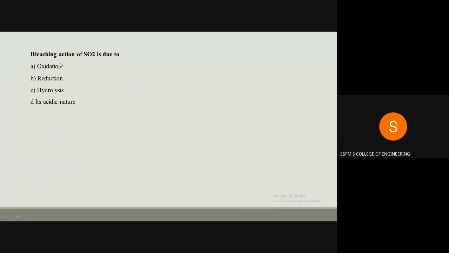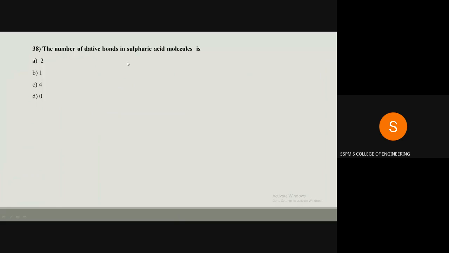This question is about the bleaching agent, bleaching action. Bleaching action is of sulfur dioxide. The question we saw earlier on bleaching action was about sulfur dioxide. Then about H2SO4, which is incorrect.